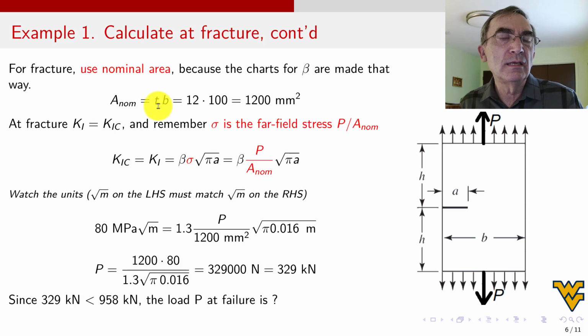So we have to use now the nominal area. Nominal area is thickness multiplied by B. So this is B multiplied by thickness, that's the cross section. Cross section is 1200, okay? Which is different than what we did for yield.